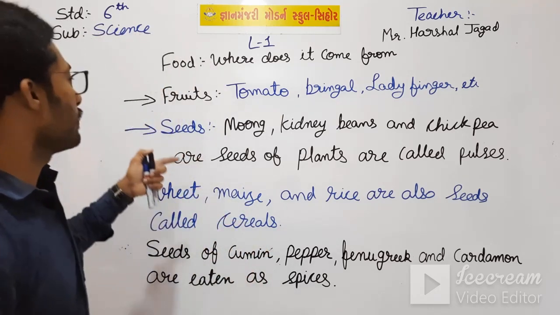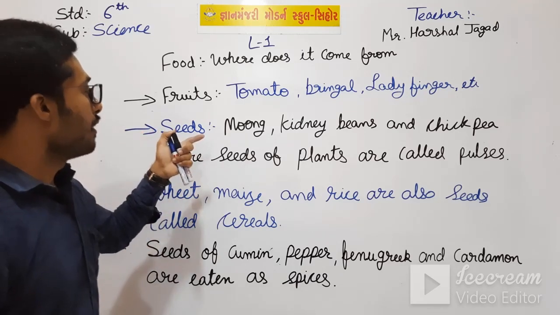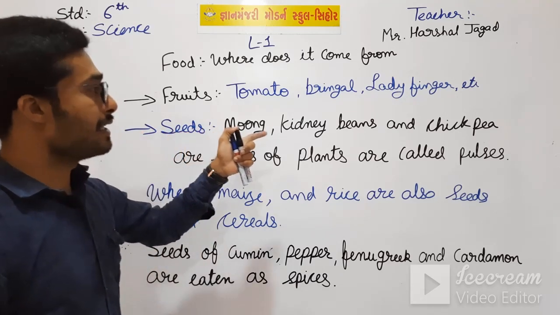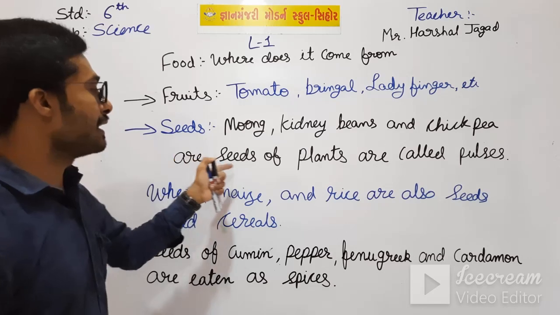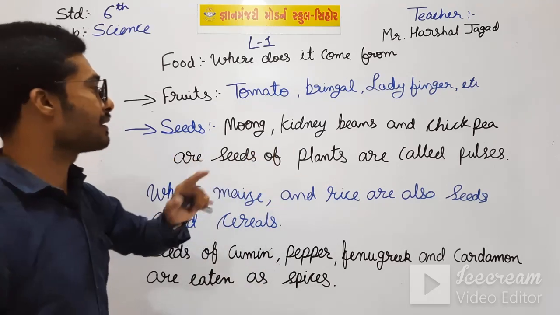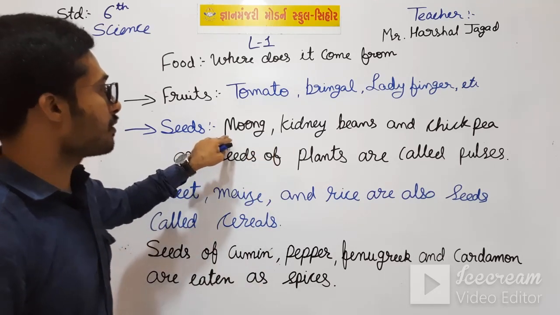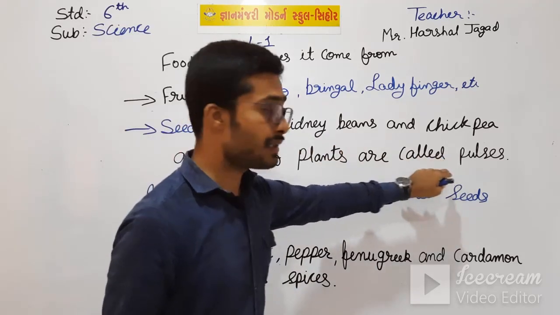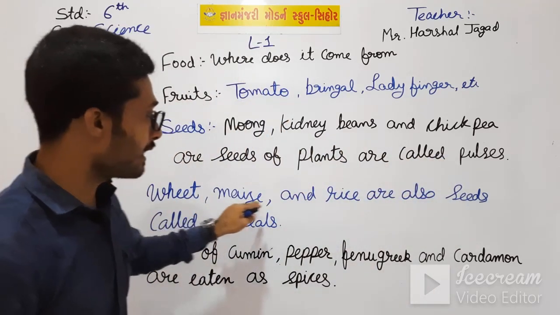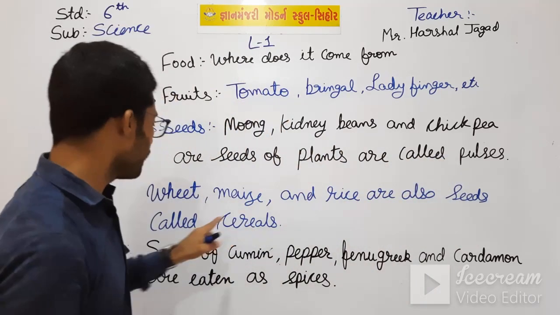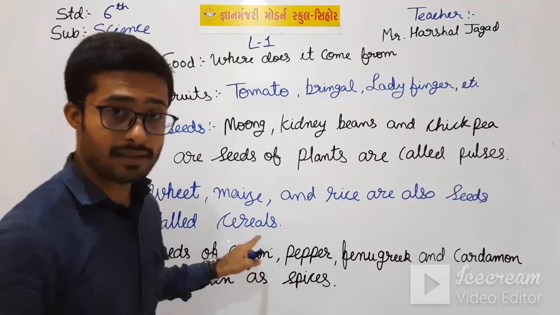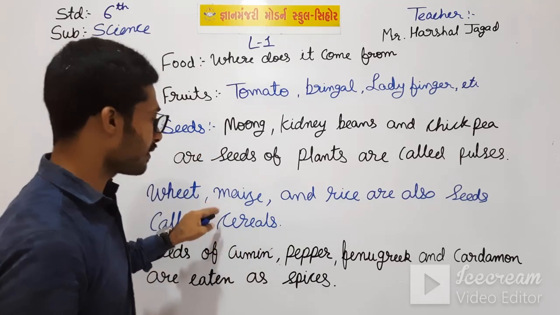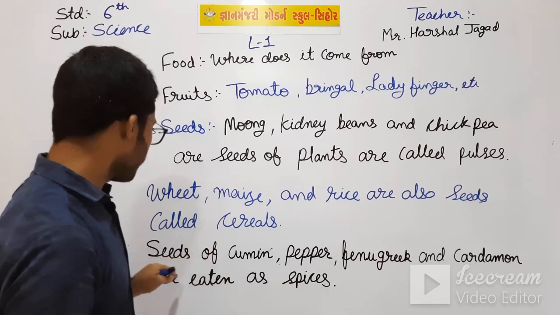First we have seen that seeds like mung, kidney beans and chickpea are seeds of plants called pulses. Means these seeds of plants are called pulses, and wheat, maize and rice are also seeds, called cereals. Means this is also a seed but called cereals.